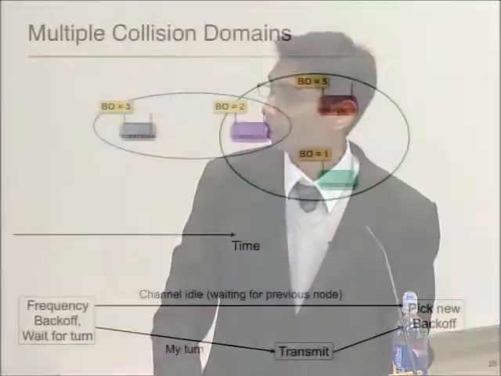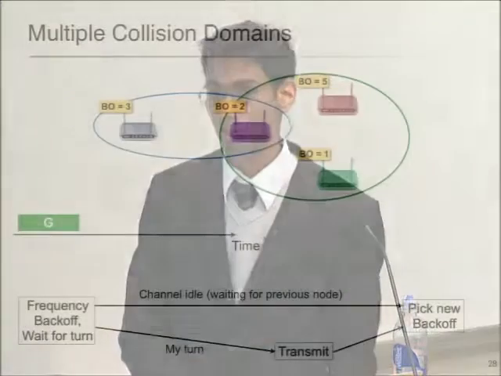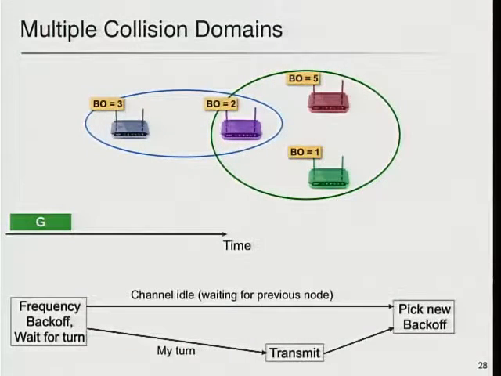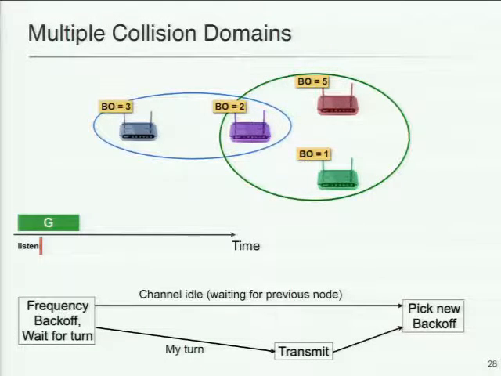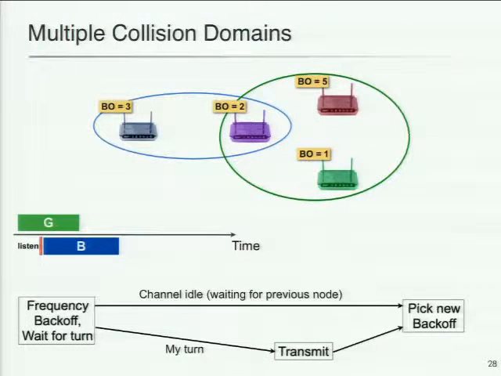Now, let's see how that works in this example. Initially, green is the winner, and hence it will transmit. While green is transmitting, blue will wait for purple, will listen for a while. It will see that the purple is not transmitting. It will lock off from this Backoff, will do its own frequency Backoff, and if it sees that the channel is still idle, it will go ahead and transmit.